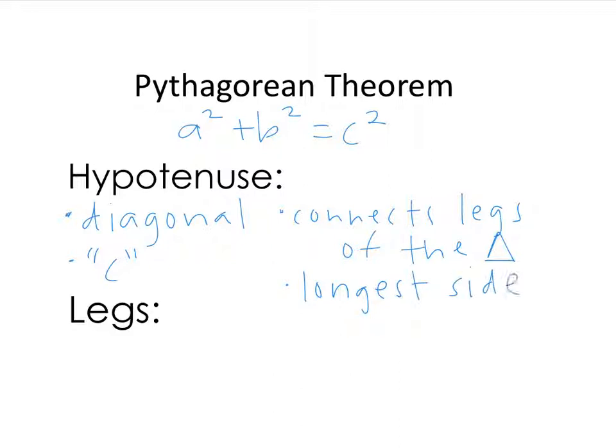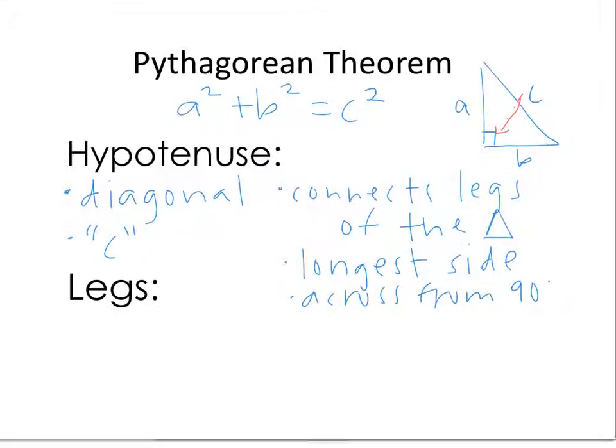And we could even say it's across from the 90-degree angle. Across from the 90-degree angle. So if I'm given my right triangle here, A and B are the legs, and C is the diagonal or the hypotenuse, and that again is across from the 90-degree angle. So I can draw that arrow right there.